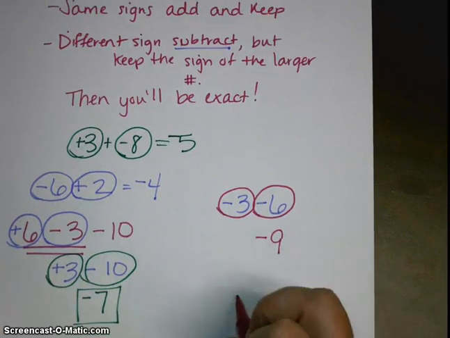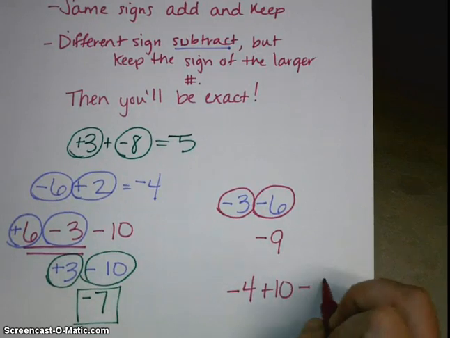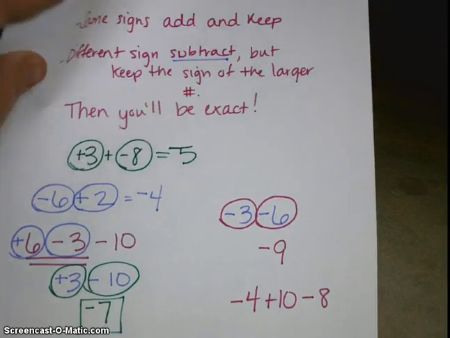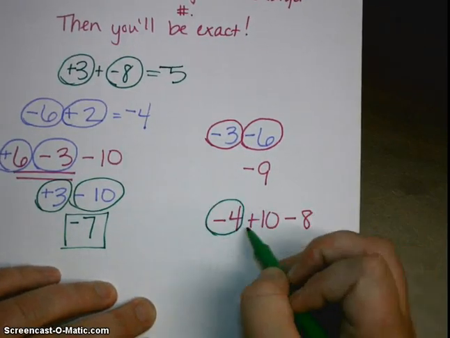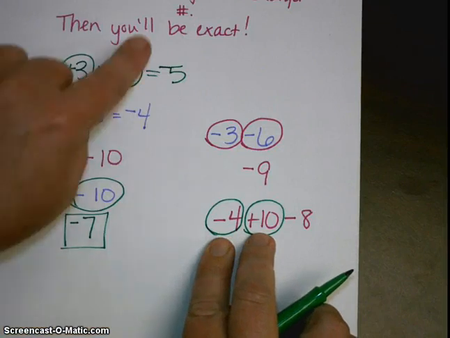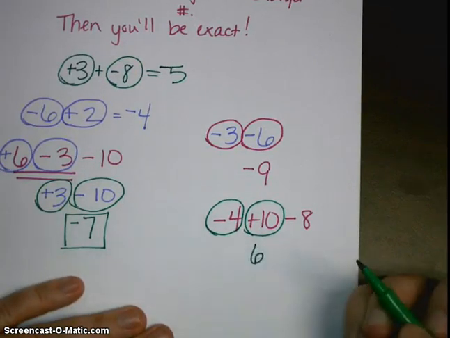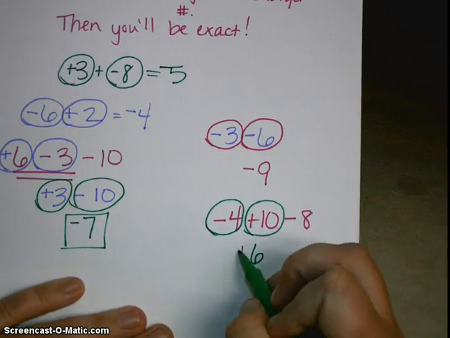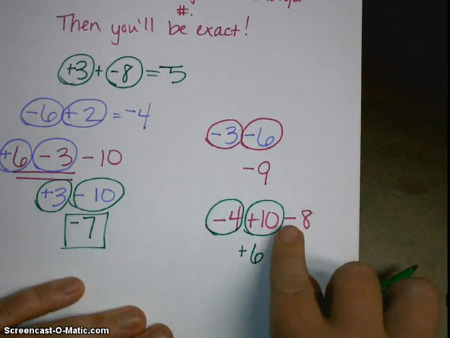Let's look at one more. Negative 4 plus 10 minus 8. Again, I'm going to go left to right because it's adding and subtracting, and that's what order of operations tells me. So I have a negative 4 and a plus 10. Different signs, so I'm going to subtract. 10 minus 4 is 6. Keep the sign of the larger number. 10 is larger and it's positive, so my answer is positive. I don't have to write the plus, I just write it to help me right now.